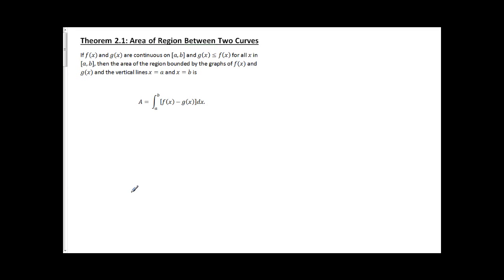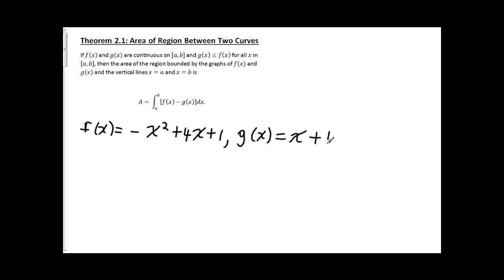Okay, so now we're going to look at an example of using this theorem. In the example, we're going to have f of x be negative x squared plus 4x plus 1, and we're going to have g of x be x plus 1. So we have basically here a parabola and a line. What we're going to do is identify all the parts of this theorem so we can plug all our numbers in.